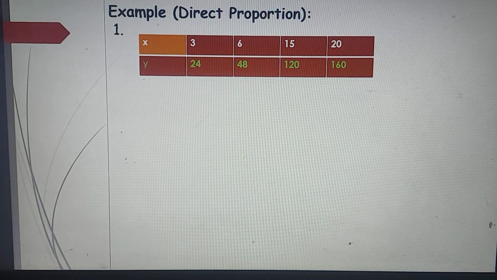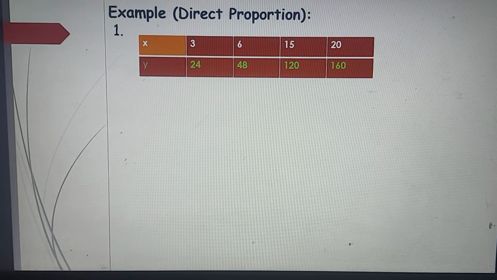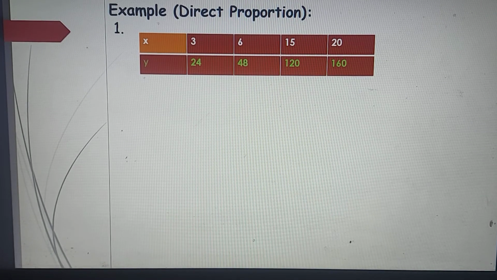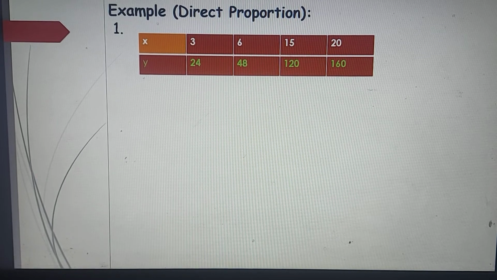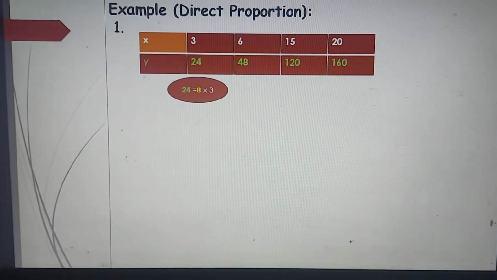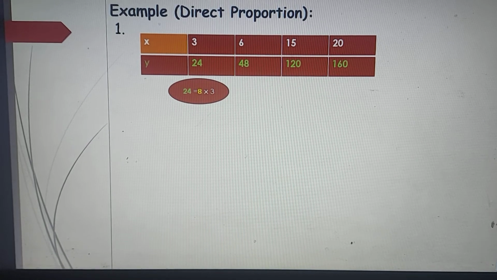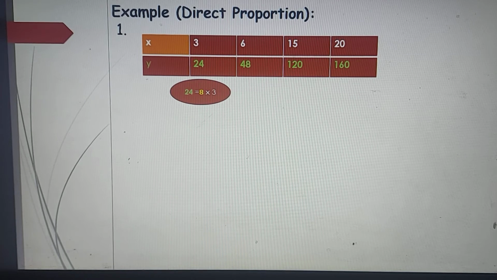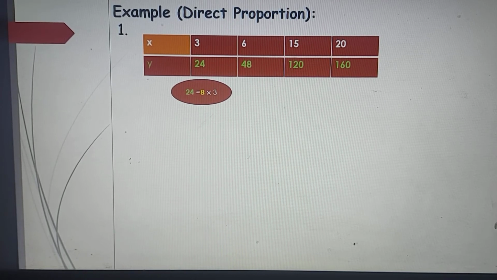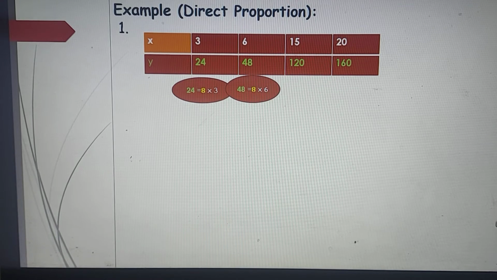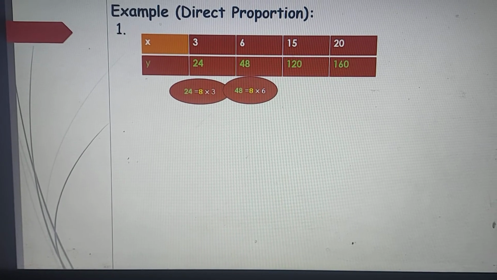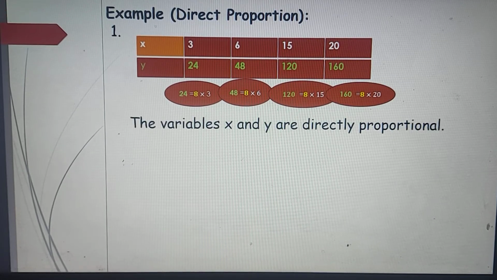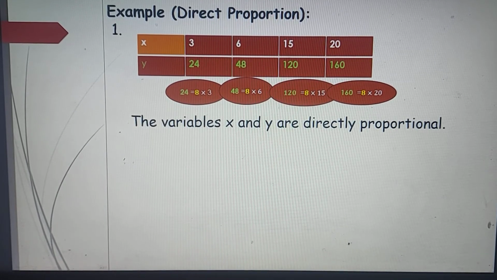Example 1. We're given a table of values. X and Y are directly proportional as you can see, but we need to check if we have the same constant number in each column. And how do we check? All you need to do is look at each of the columns and see if you have the same constant number. For the first one, if you multiply x, which is 3, by 8, you get 24. You multiply 6 by 8, you get 48. You multiply 15 by 8, you get 120. You multiply 20 by 8, you get 160. Therefore, we can see that the variables x and y are directly proportional.